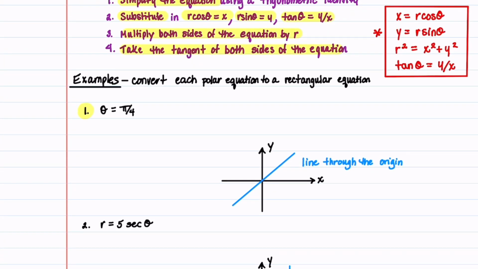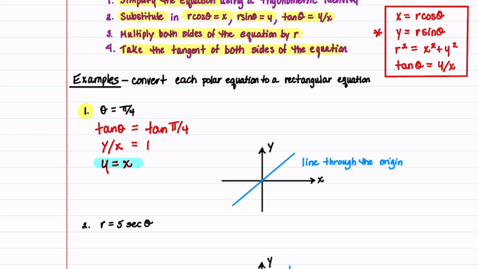The first equation that we'll look at is theta is equal to pi over 4. The only equation in the red box that has just theta and not r in it is tangent theta is equal to y over x. So let's take the tangent of both sides of the equation. On the left, we have tangent theta, and on the right, we have tangent of pi over 4. Tangent theta is equal to y divided by x, and tangent of pi over 4 is equal to 1. We can then simplify this to the equation y is equal to x.